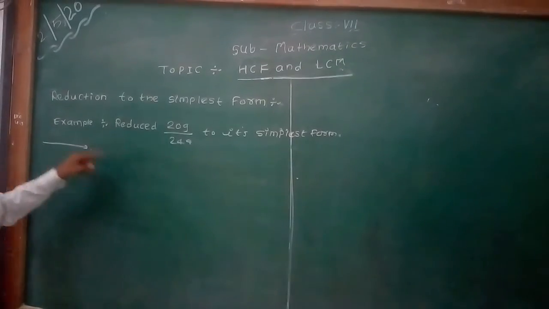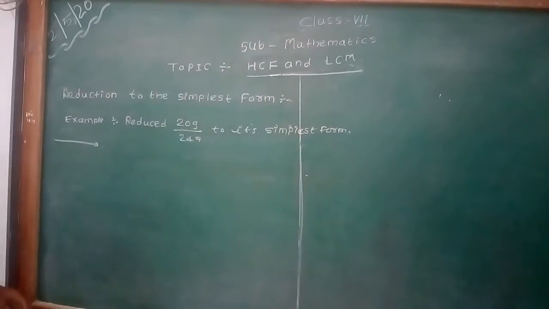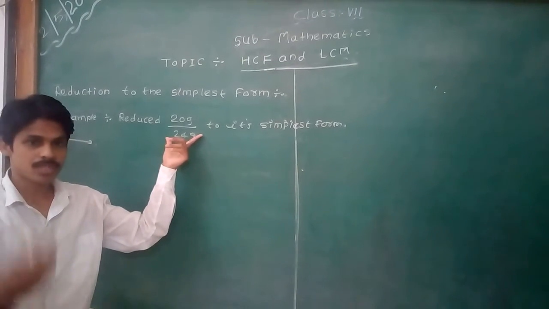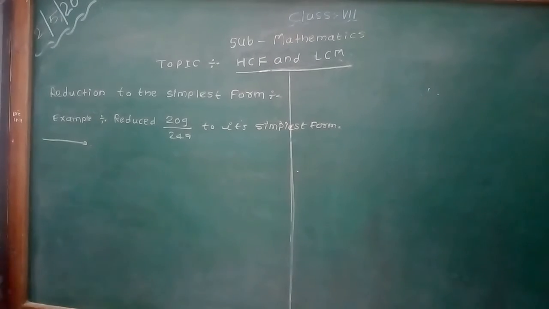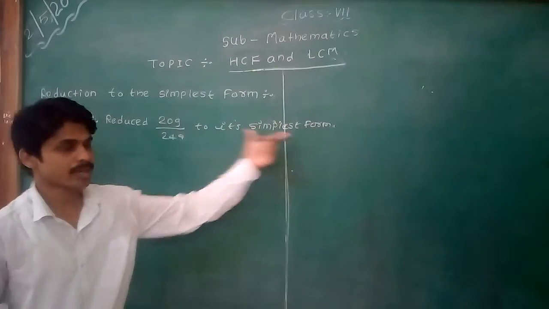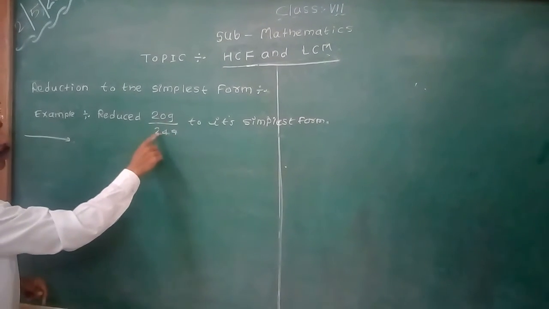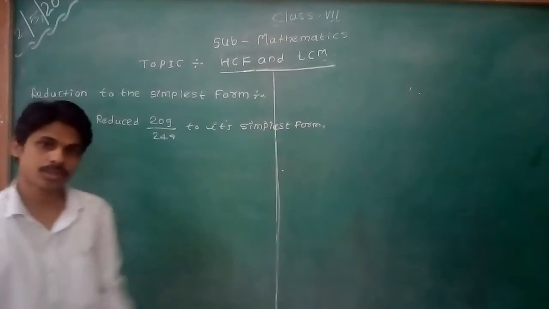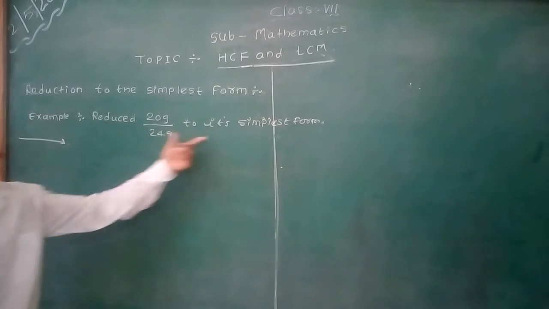Next point is reduction to the simplest form. To reduce a number to its simplest form, we use the division method. The second method is the division method. You can use this method to reduce a fraction to its simplest form. For example, reduce 209 upon 247 to its simplest form. So you use the division method to find the simplest form.